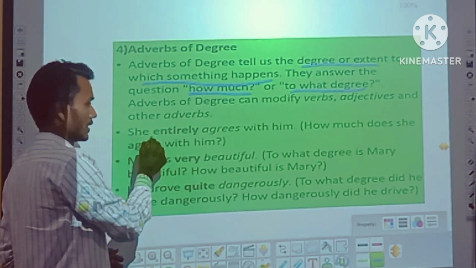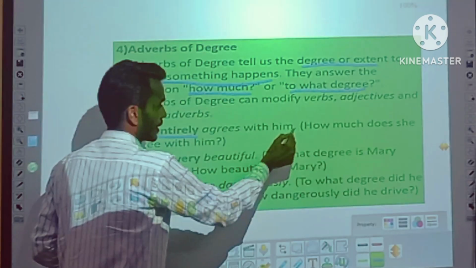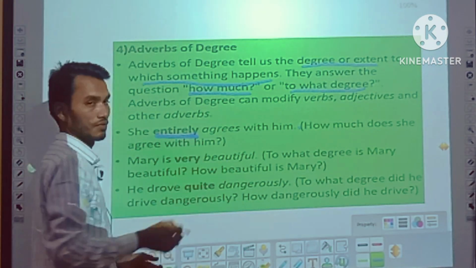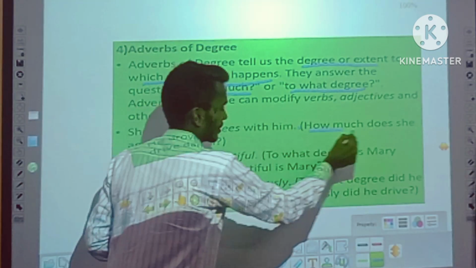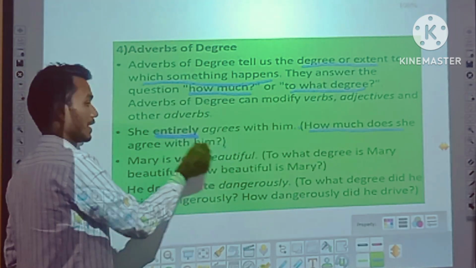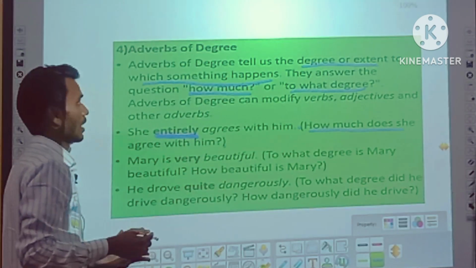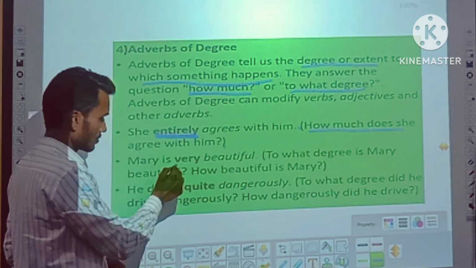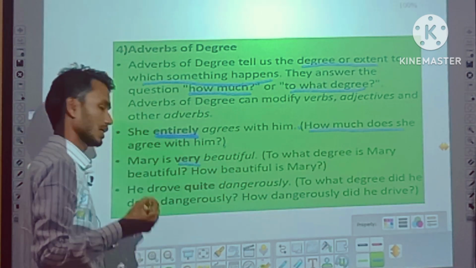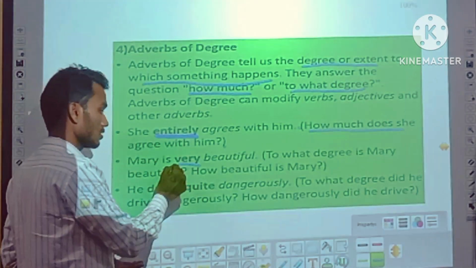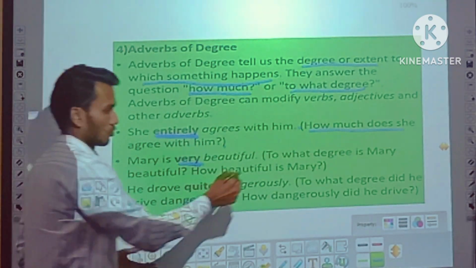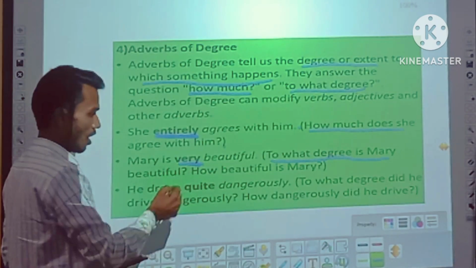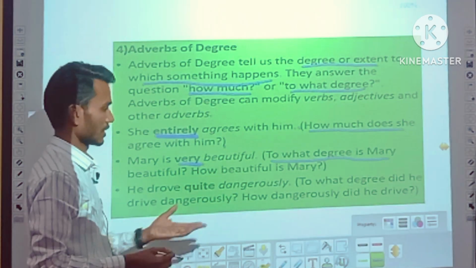For instance, she entirely agrees with him. How much does she agree with him? Entirely. Here entirely is what kind of adverb? It is an adverb of degree. Then, Mary is very beautiful. Mary is beautiful, beautiful is an adjective. Mary is very beautiful. To what degree, or how beautiful is Mary?